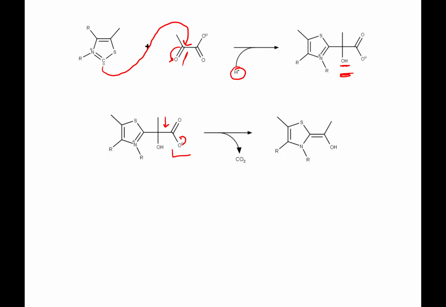So those electrons move over to make CO2. This bond gets broken. We move the electrons over here to make a double bond, and then push them all the way over to our electron sink, nitrogen.